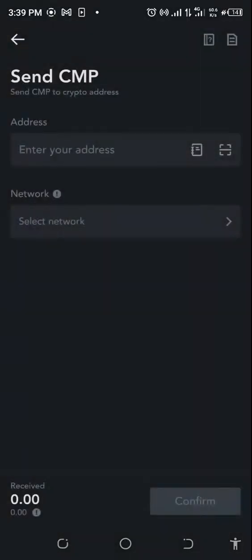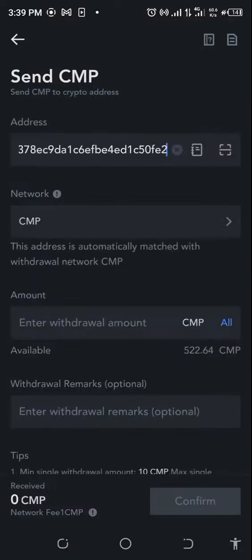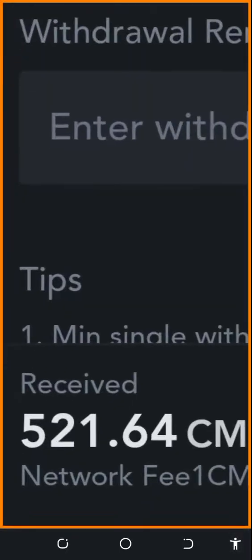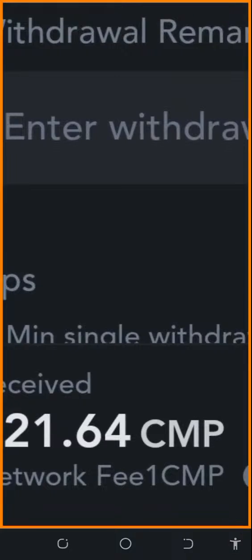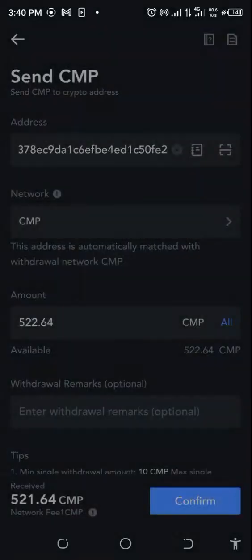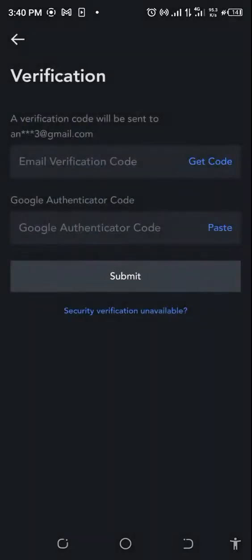Okay, and then we'll just quickly put in the address. Okay, so that's CMP and we're putting all. So you can see that it's removing one CMP. Okay, so that's what it is. Let's go ahead and do this very quickly. One to go. All right, so we have confirm withdrawal. Okay, I'll be back after my verifications.